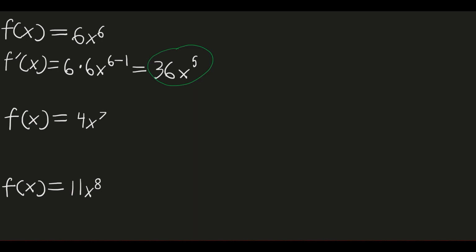Now moving on to the second function, f of x equals 4x to the 7th power. Write out f prime of x equals 7 times 4x to the 7 minus 1. Doing the basic math, that gets us 28x to the 6th power. So we found the derivative of our second function.